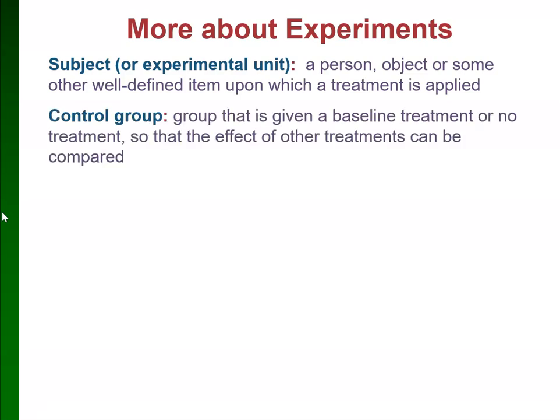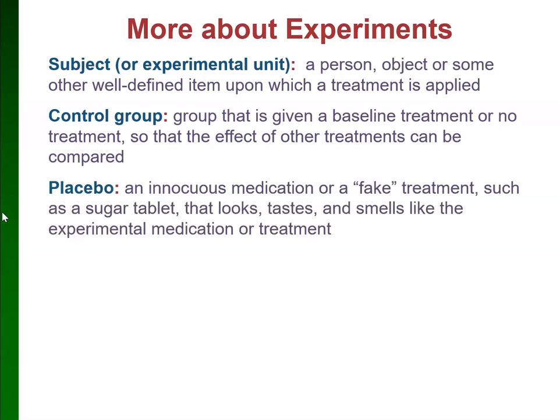A control group is a group that's given a baseline treatment or no treatment at all so that the effect of other treatments can be compared. This would be like the rats in the second example that didn't receive any radio frequency exposure. A placebo is an innocuous medication or a fake treatment, like a sugar tablet, for example, that looks, tastes, and smells like the experimental medication or treatment.